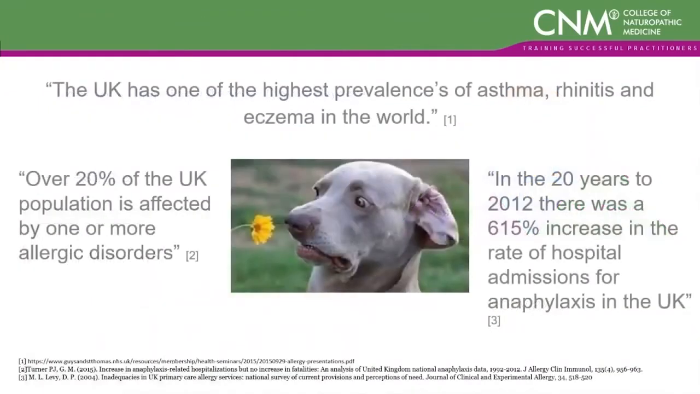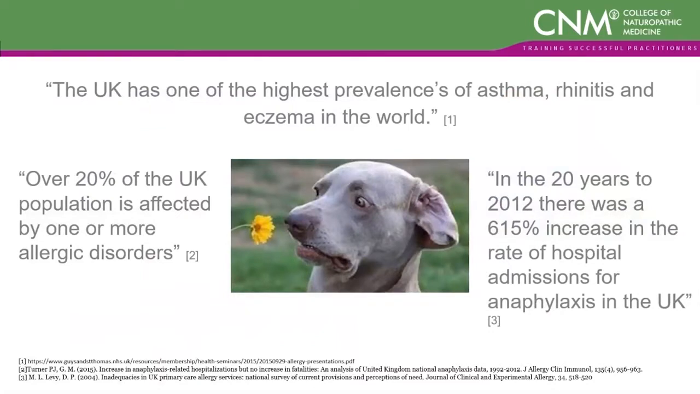So some interesting statistics for the UK. The first one here, the UK has one of the highest prevalences of asthma, rhinitis, and eczema in the world. In the world. This is not Europe. This is in the world. Over 20% of the UK population is affected by one or more allergic disorders. And in the 20 years leading to 2012, there was a 615% increase in the rate of hospital admissions for anaphylaxis in the UK.